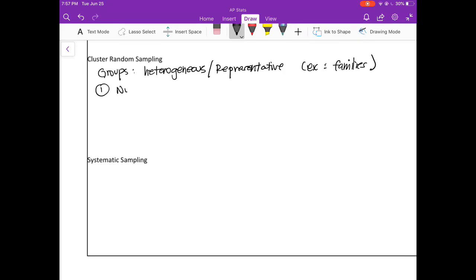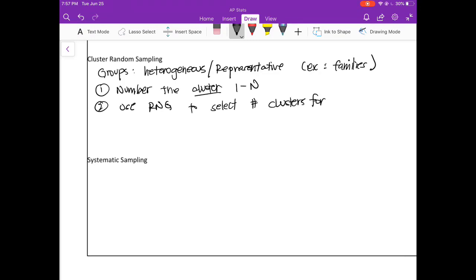So step 1 is the cluster, 1 through n. Step 2, use a random number generator to select the number of clusters for the sample. And then for step 3, same thing, it is our response variable, what we are measuring.